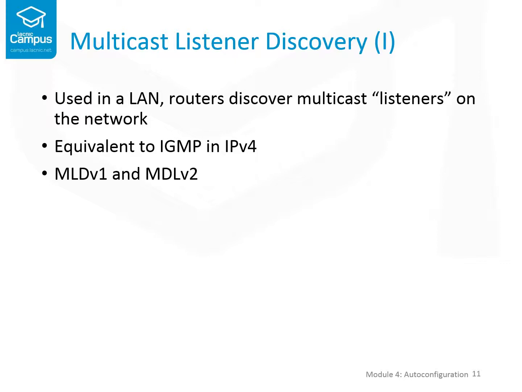Multicast Listener Discovery, or MLD, is another component of the IPv6 suite. It is used by IPv6 routers for discovering multicast listeners on a LAN. Much like IGMP is used in IPv4, there are two versions of MLD: MLD version 1 and MLD version 2.